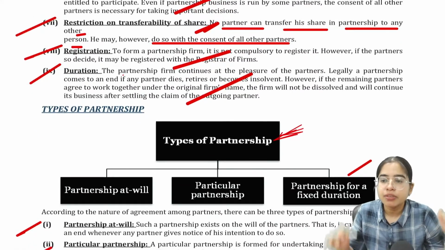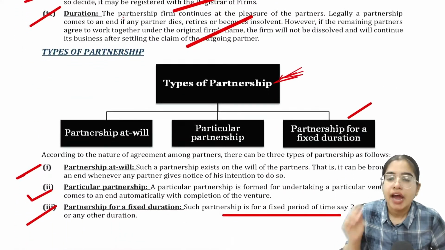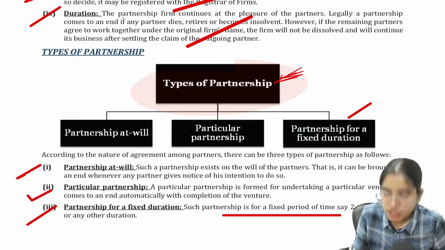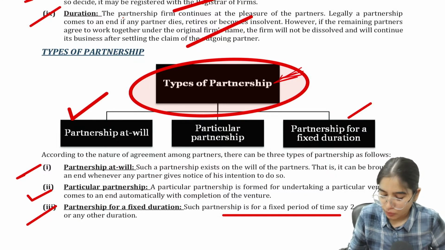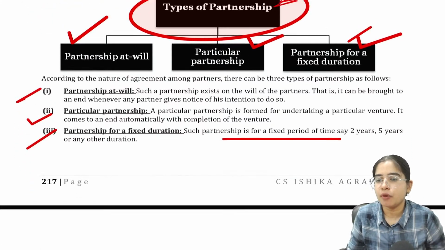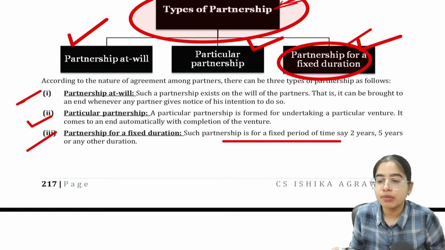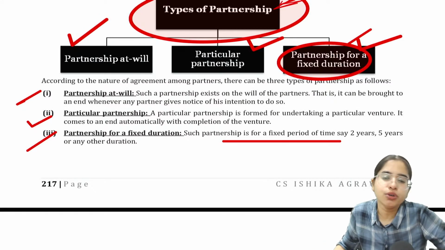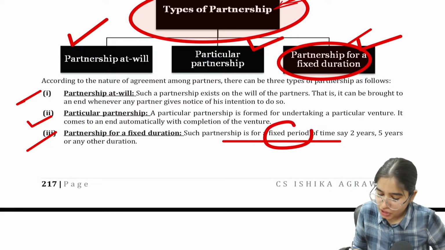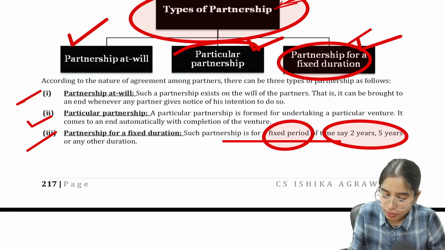Duration means the time for which the partnership is done, and depending upon the duration, partnership can be of three types: partnership at will, particular partnership, or partnership of a fixed duration. Fixed duration means, let's say we are forming a partnership for 2 years, 3 years, 5 years, that is a fixed period. What do you mean by particular partnership?